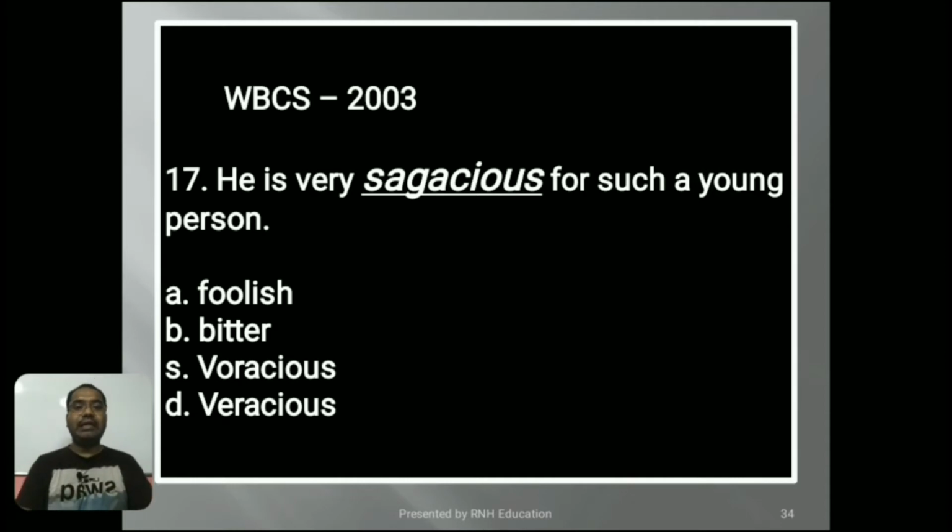Question number 17, he is very sagacious for such a young person. Options are A, foolish, B, bitter, and C, voracious, and D, veracious. Okay, here the option is C. This is a typing error. Actually I have typed here S. This should be C. Okay, sorry for this. So the word here is sagacious. Okay, now going to the answer section.